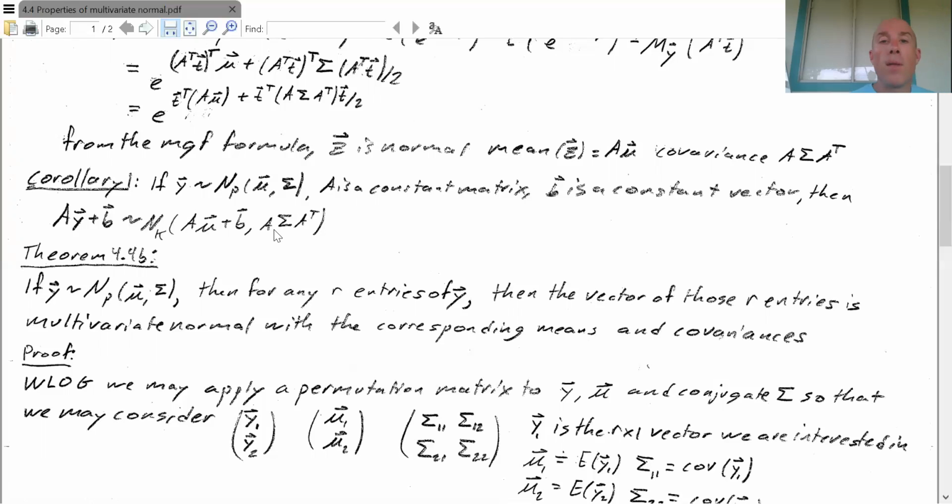Remember, adding a constant does not change the variance of a variable. Similarly, adding a constant vector does not change the covariance of a random vector. Now, if I multiply and then add a constant, what does that do to the mean? It's like multiplying and then adding a constant, just like in the univariate case.